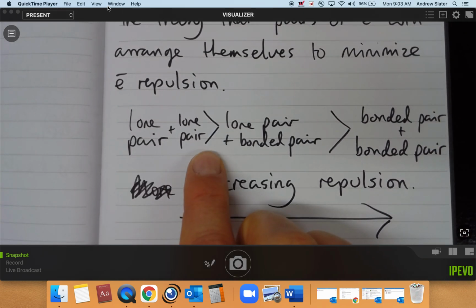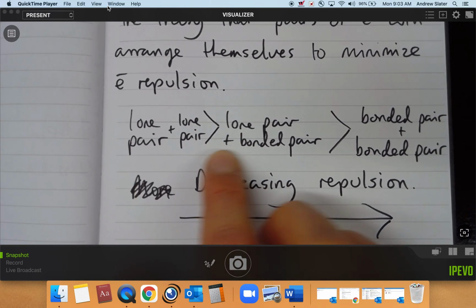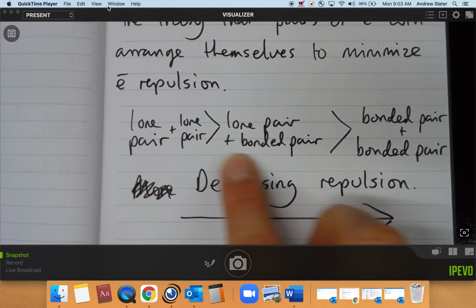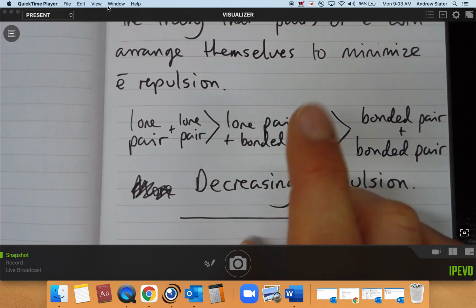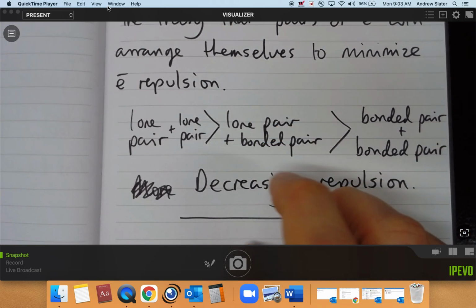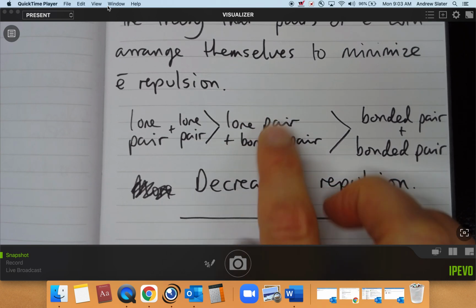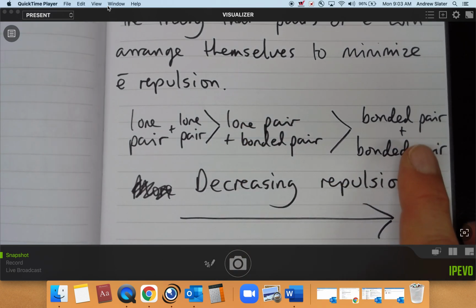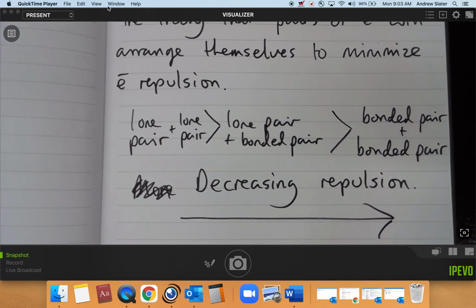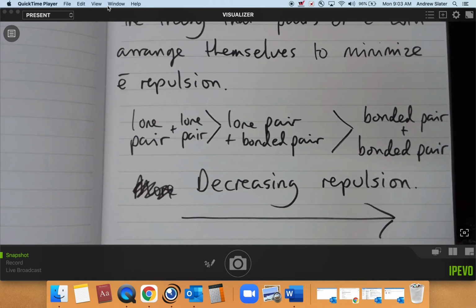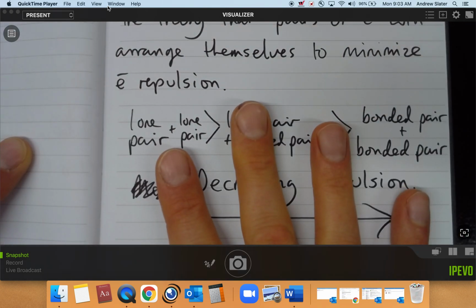Lone pair and lone pair will have the most repulsion. Then we're going decreasing repulsion this way. So we've got lone pair and bonded pair is the next. So this repulsion would be less. And then the least amount of repulsion would be bonded pair and bonded pair. So on paper, this is the idea that explains the arrangement of these electron pairs around a central atom in a molecule, but we're going to put it into practice. But this is the big idea that's going to drive what I talk about next.